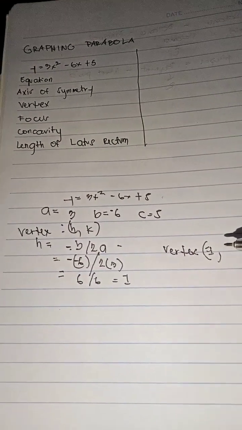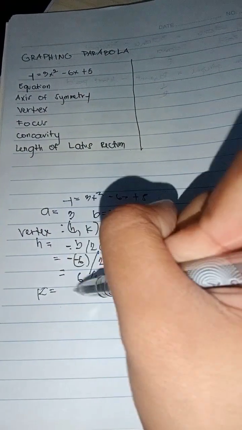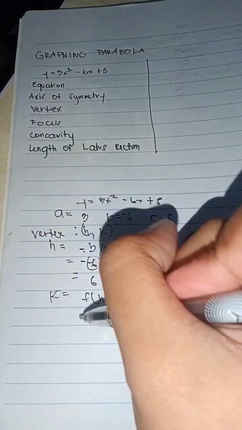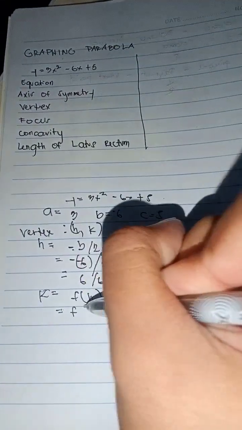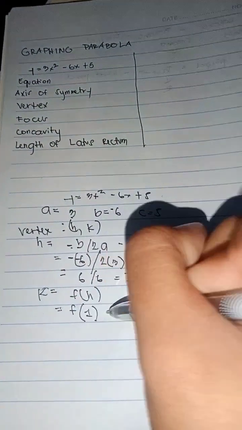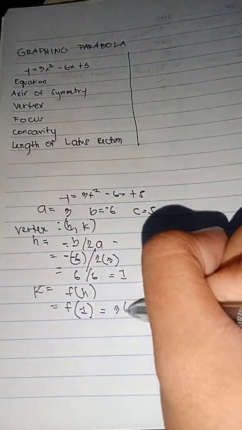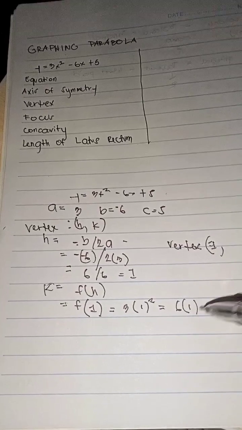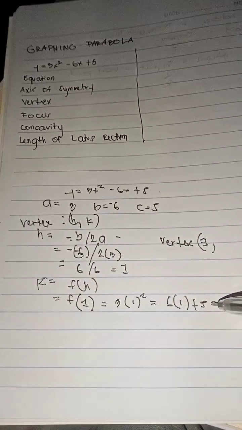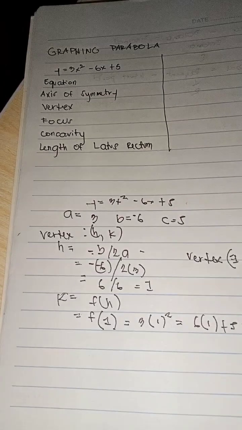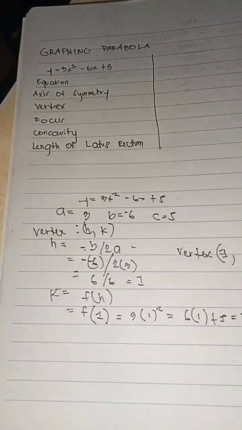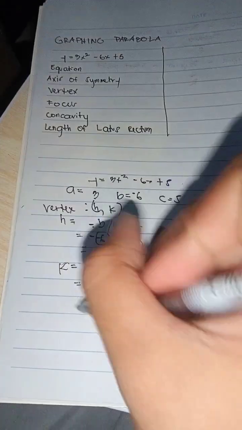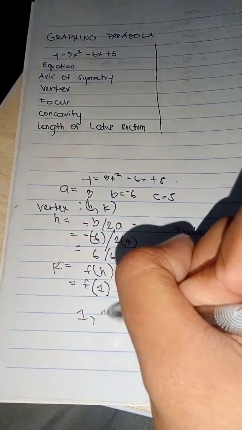Now we then find the k. The formula of k is equal to f of h, which equals f of 1. Let's have 3 times 1 squared minus 6 times 1 plus 5 equals 2. Then our k is 2. So we have the vertex (1, 2).